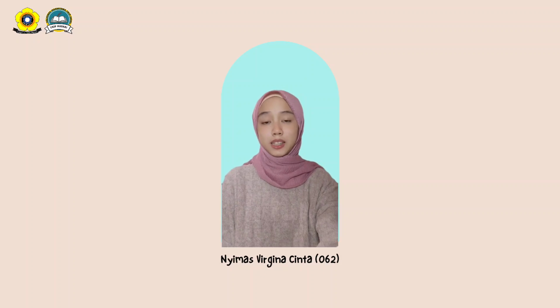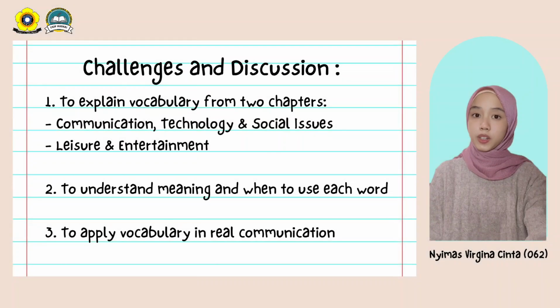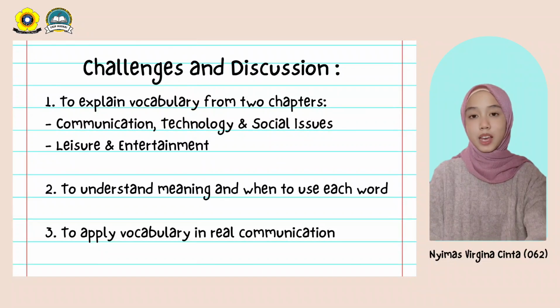My name is Nyimas Virgina Cinta, with the last student number 062, and today I'm going to explain vocabulary related to two important chapters in English learning. The first chapter is communication, technology, and social issues, and the second chapter is leisure and entertainment. The main goal of this video is to help you understand not only the meaning of each word, but also how and when we use the vocabulary in real communication. I will also give clear explanations and examples. So, let's begin.